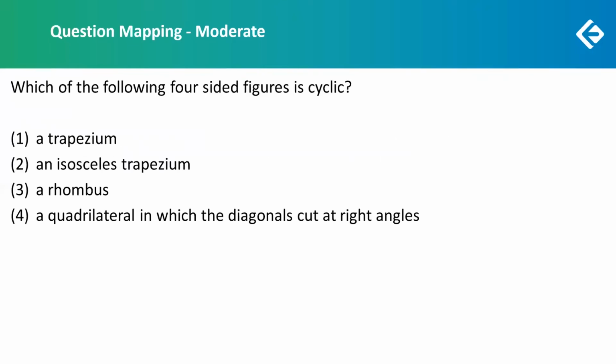Next, we had a question in which we were asked which of the following 4-sided figures is cyclic. Now here we could have seen that the first option is trapezium, but that does not necessarily mean that it is cyclic. A cyclic quadrilateral is one in which the sum of the opposite angles is 180, and for a trapezium, that is not necessarily true. But for the second option, isosceles trapezium, the base angles are equal, and we have parallel lines. So because of those 2 factors, the sum of the opposite angles would have been 180 degrees, and therefore isosceles trapezium will be cyclic.